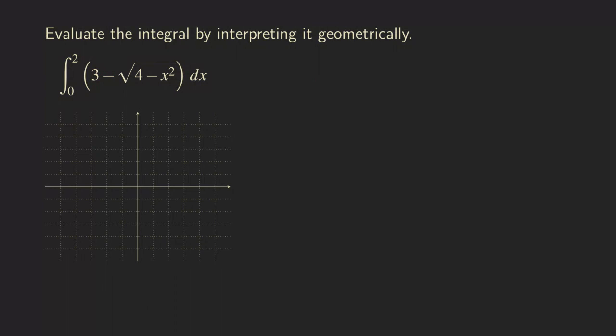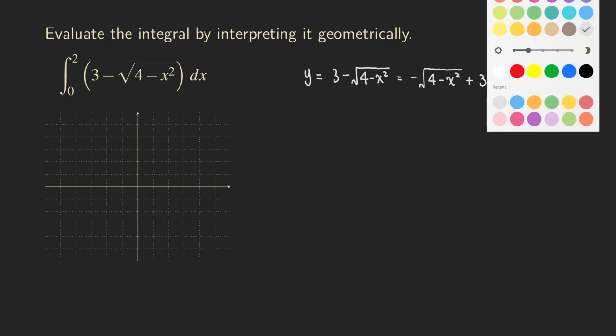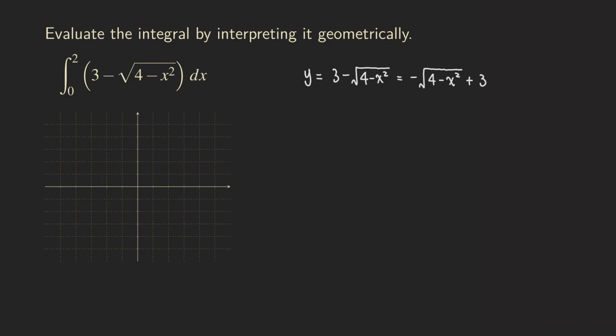So first, I'm going to write down the function. The function is y equals 3 minus the square root of 4 minus x squared. And then if you rewrite the function, it's going to look like this: minus the square root of 4 minus x squared, and then plus 3. So do you see what's going on here? Let's just do some labeling right here.